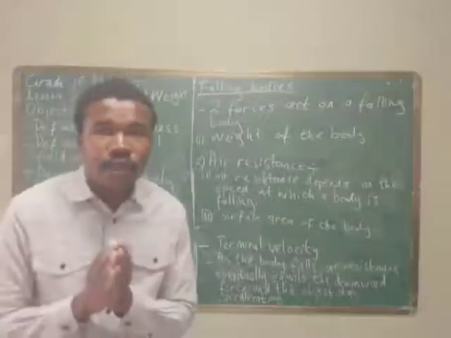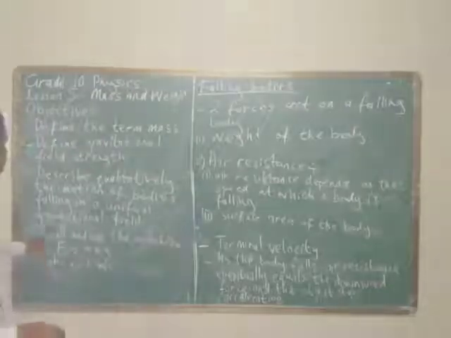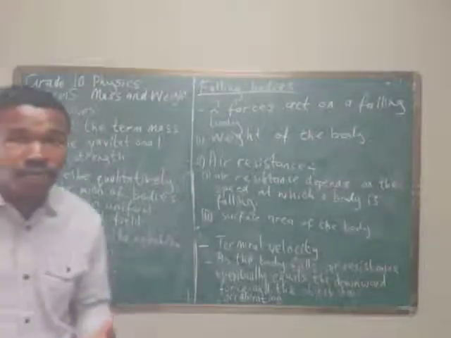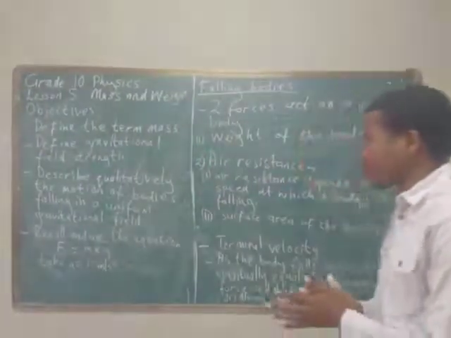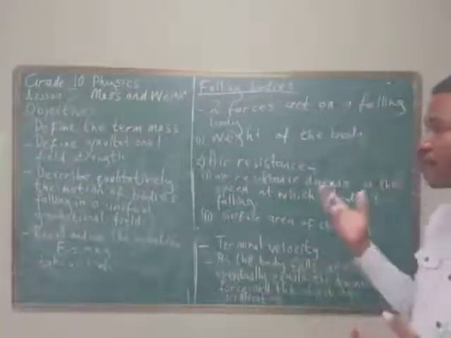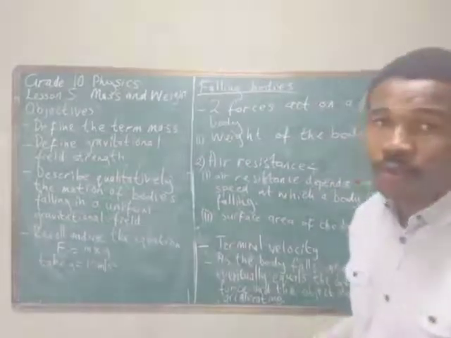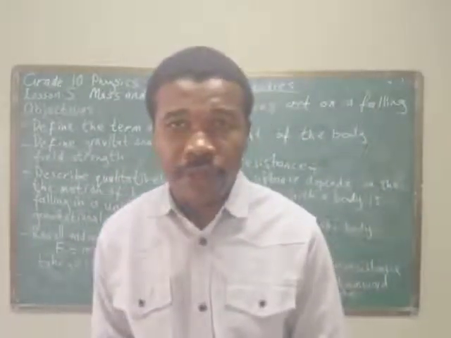Right, so we also said we want to look at the concept of falling bodies in a certain gravitational field strength. Describe the motion of bodies falling in a uniform gravitational field strength, qualitatively.